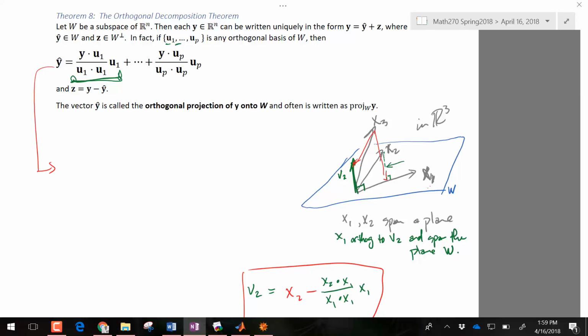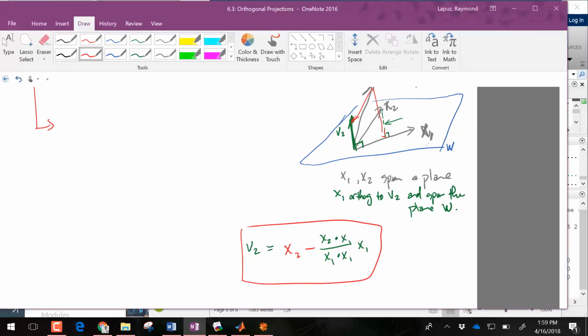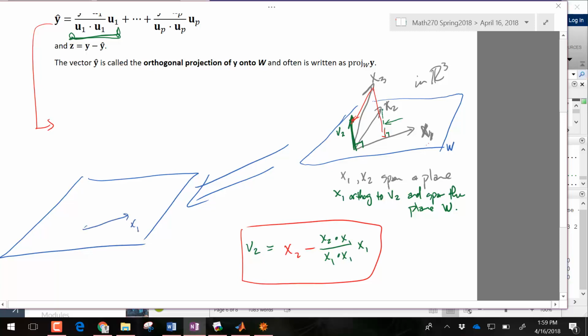So now let's redraw this picture. Should have done this on the left side. So I have X1 and V2 here. These are both on the plane. V2 looks like it's coming out of the plane, but it's actually on the plane, right? And then we have another vector, X3, right here. So what we want to do is project X3 onto W.